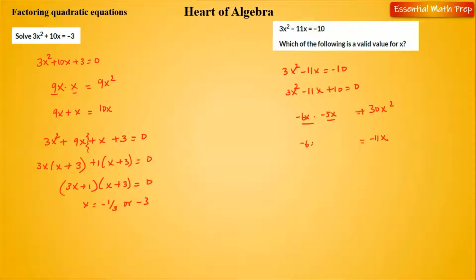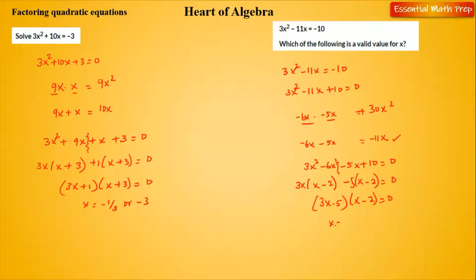At the same time, when you add negative 6x and negative 5x, we end up with negative 11x. So substitute this in place of negative 11x, which gives 3x squared minus 6x minus 5x plus 10 equals 0. If you split this into 2 halves and take 3x as a common factor, it's x minus 2. If you take negative 5 out of the bracket, you end up with x minus 2 equals 0. We now have 3x minus 5 times x minus 2 equals 0. We can have x equals 5 over 3 or 2.